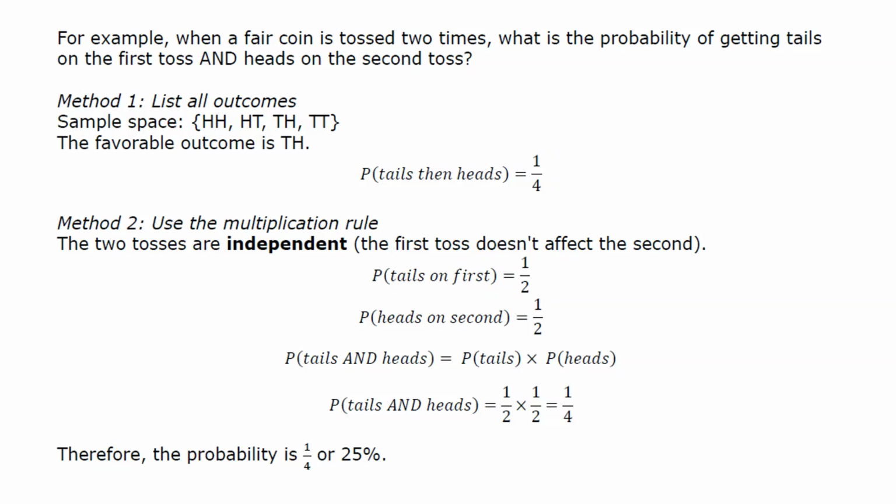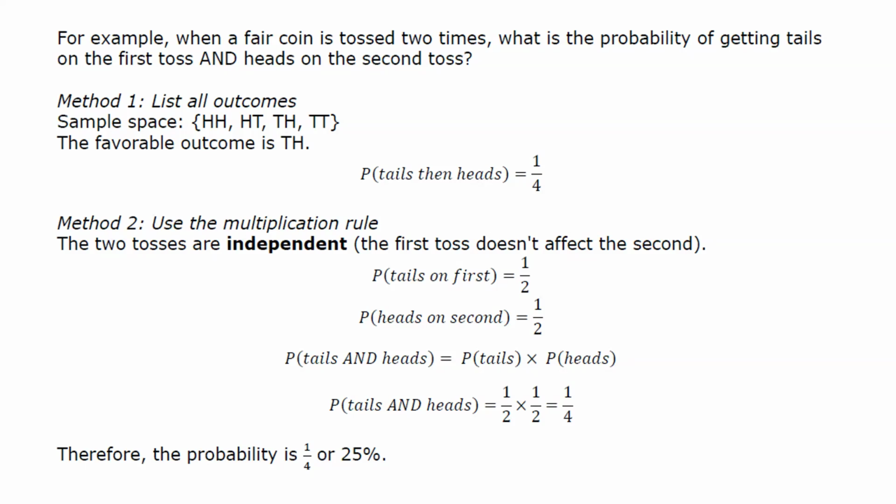Now our problem is finding the probability that we get tails on the first toss and heads on the second toss. We only have one favorable outcome in our sample space that matches that, and that's tails, heads. That favorable outcome is 1 out of the 4 possible options. So the probability that we get tails and then heads is 1/4.